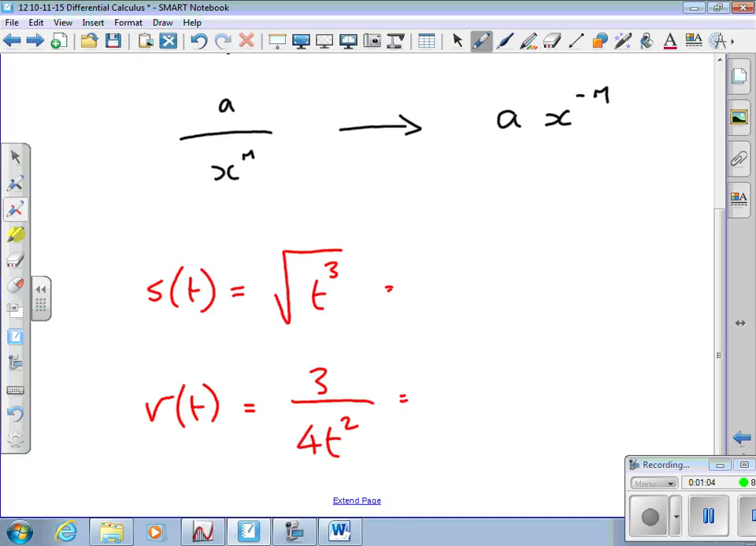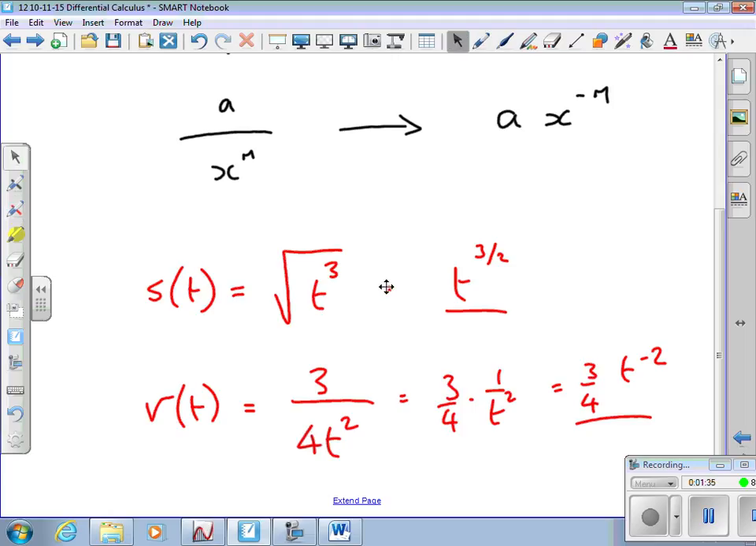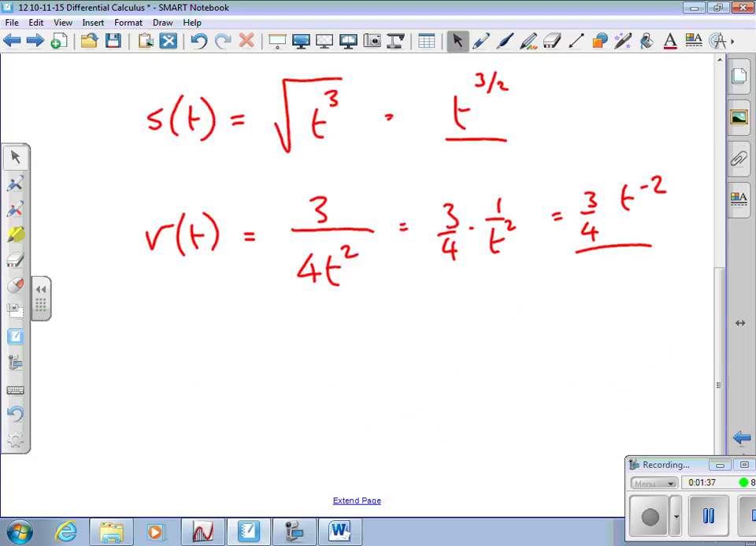So I remember the law of indices, and it tells me that's t to the power 3 over 2, because it's the square root. And I remember this is 3 over 4 times 1 over t squared. If you think about it, you can separate those two out, which is the same as 3/4 of t to the minus 2. Now that's not dead straightforward, and that's where the difficulty starts with the calculus. It's not the rule, it's the algebra. I will have to use these laws of indices to rewrite those functions in that form. Just write those down and check you see where they come from.